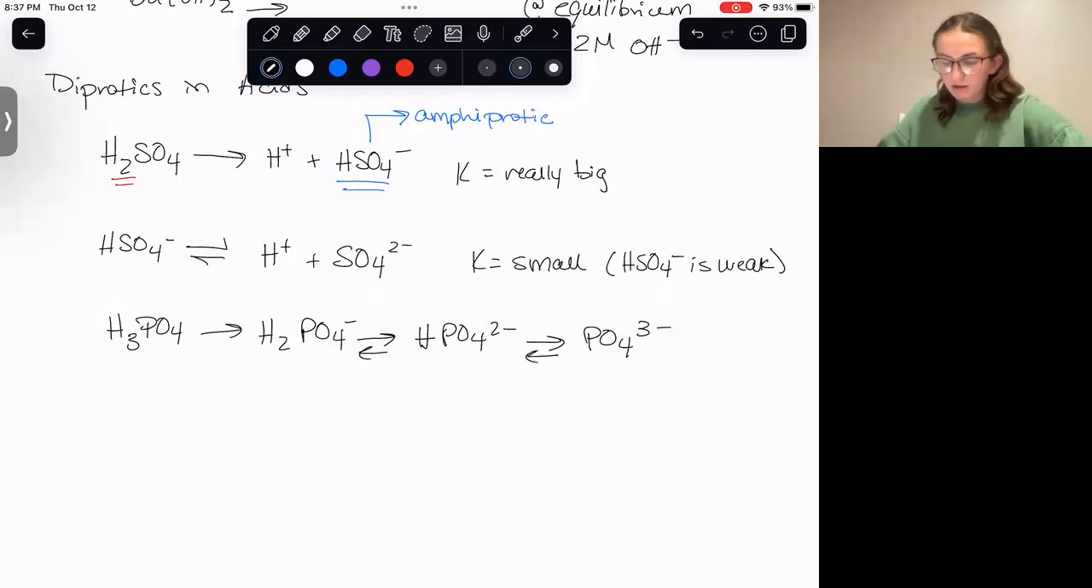The Ks for each of these afterwards will all form equilibriums. So you have K1, this will be K2, and this will be K3. K2 will be less than K1, and K3 will be less than K2, which is less than K1.